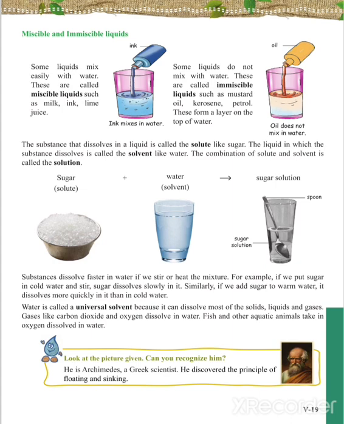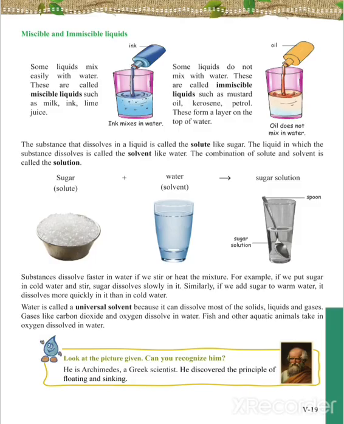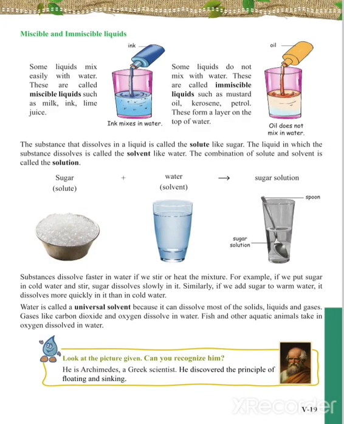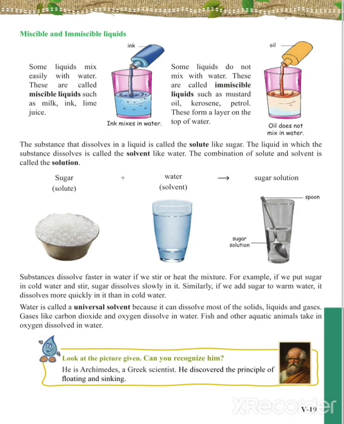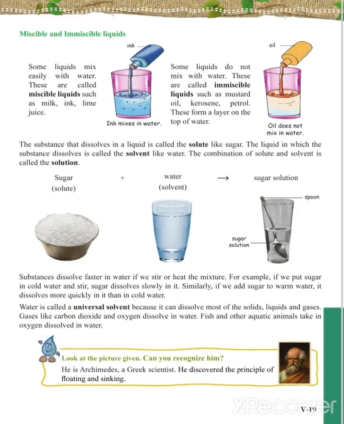The substance that dissolves in the liquid is called solute, like sugar. The liquid in which the substance dissolves is called solvent, and the combination of solute and solvent is called solution. Now, lime juice is a solution, water is a solvent, and sugar and lime are the solute.